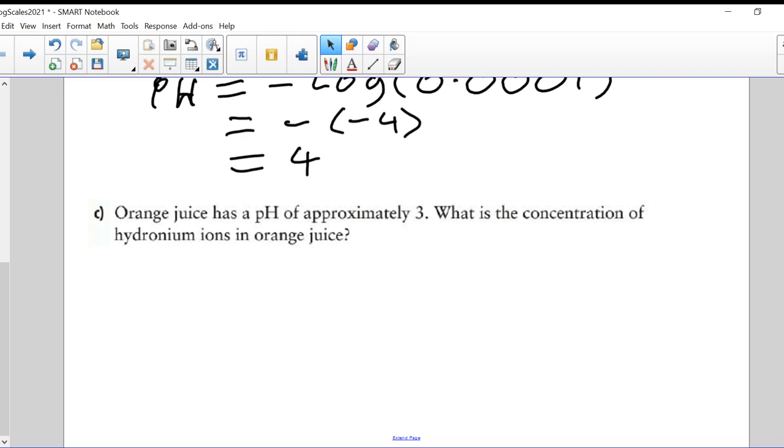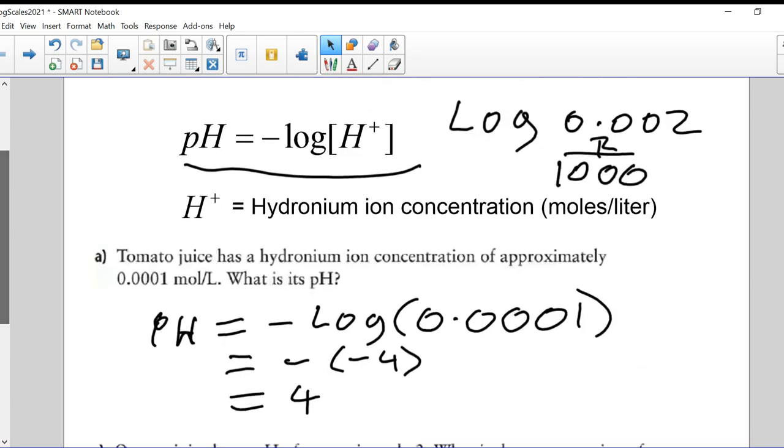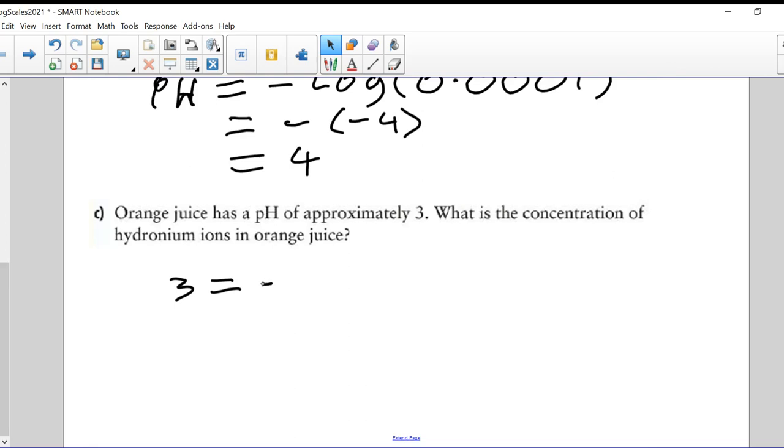It's acidic. I mean, that's what I said before. Anything from 1 to, I think, 7, where 7 is neutral, is considered to be acidic. So we're going to simply put 3 equal to, because remember the function says that pH is equal to this, minus the log of the H plus. We're trying to solve for the H plus. So how do I do that exactly? How do I solve for the H plus?